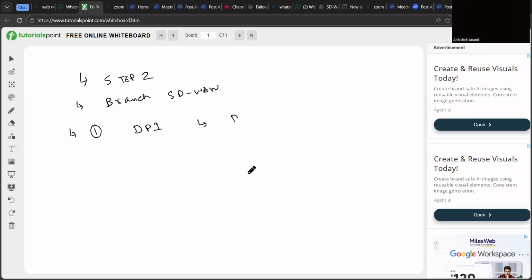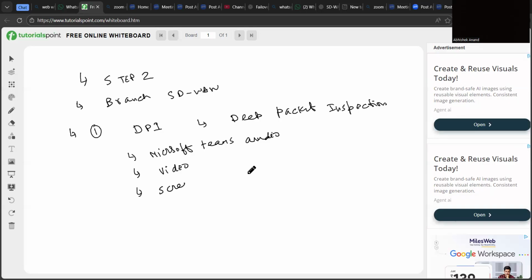DPI is your deep packet inspection. This is very important for the interview, even for troubleshooting. So through deep packet inspection, it identifies Microsoft Teams audio. The same feature is available on any firewall, right? It identifies video, it identifies screen sharing, it identifies SharePoint.